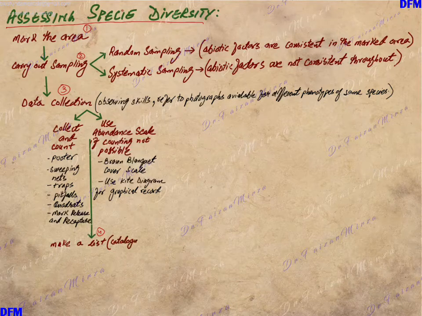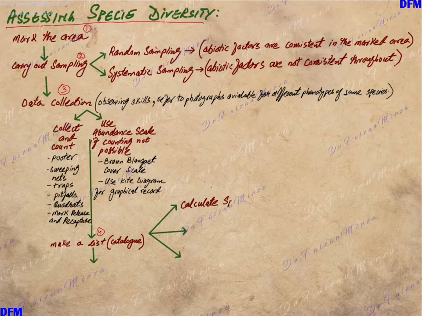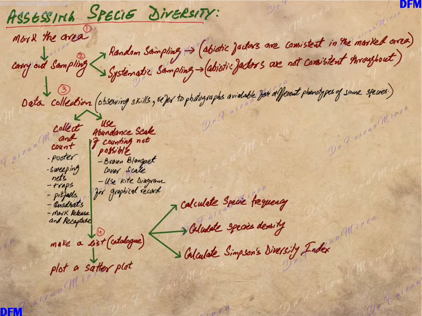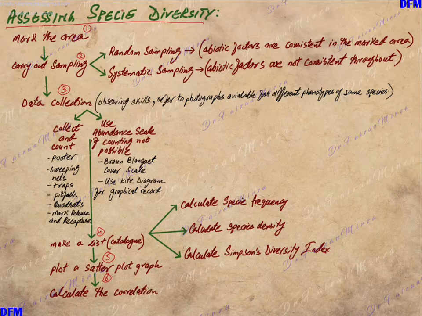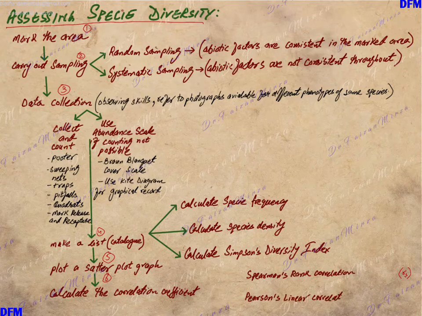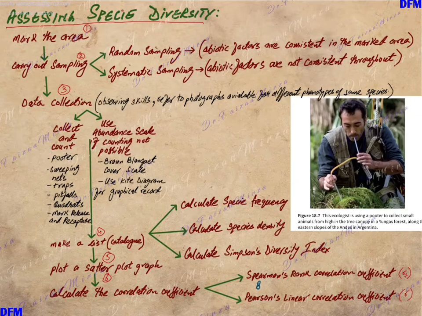The next thing is that you make a list, or you just catalog all of them, and you just state the numbers of each of these. You calculate species frequency, species density. You can also calculate the Simpson's index of diversity. You plot a scatter plot to see how the values of these individual counts are distributed. You draw a scatter plot. You calculate a correlation coefficient, which can be calculated by the Spearman rank correlation or Pearson linear correlation. We'll be discussing them later, how these two statistical tests are carried out.